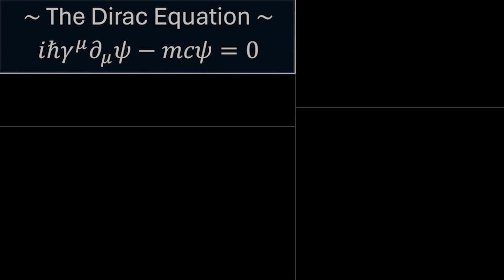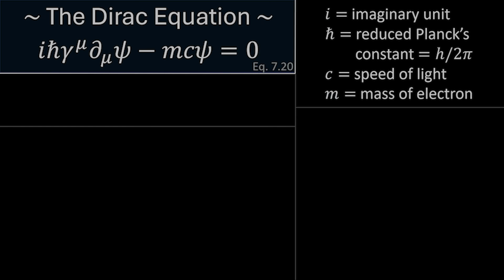So we're going to start with the Dirac equation without any electromagnetic field. This corresponds to a particle that's chilling in the vacuum of space. And the equation can be written as i h bar gamma^mu partial_mu psi minus mc psi equals 0.